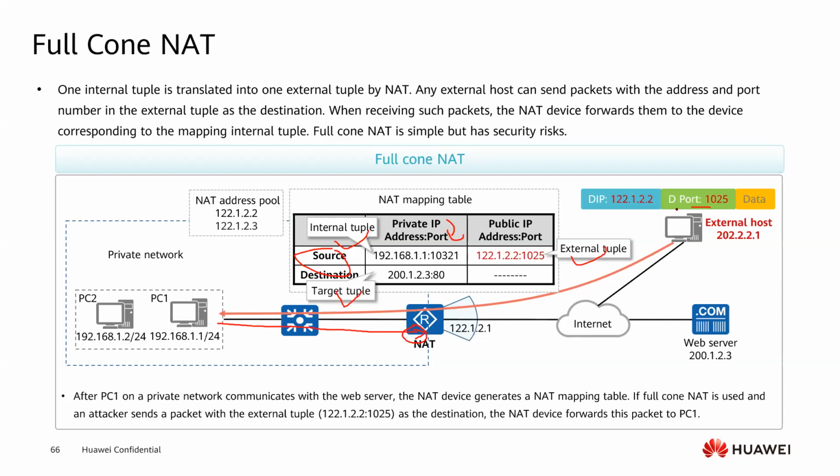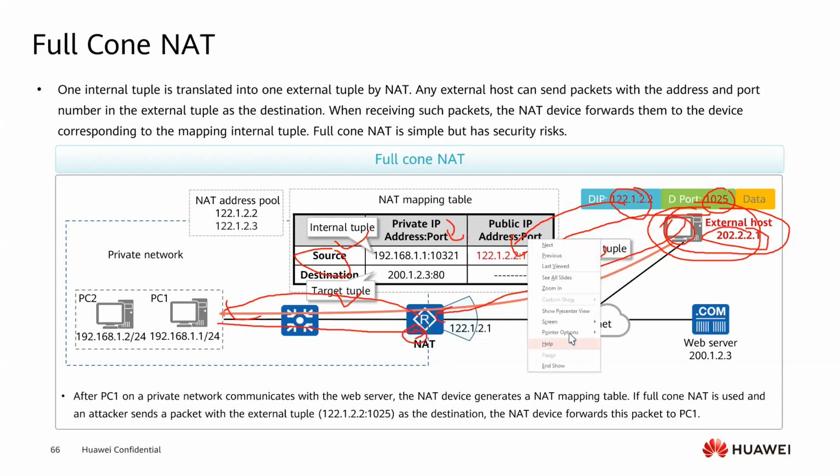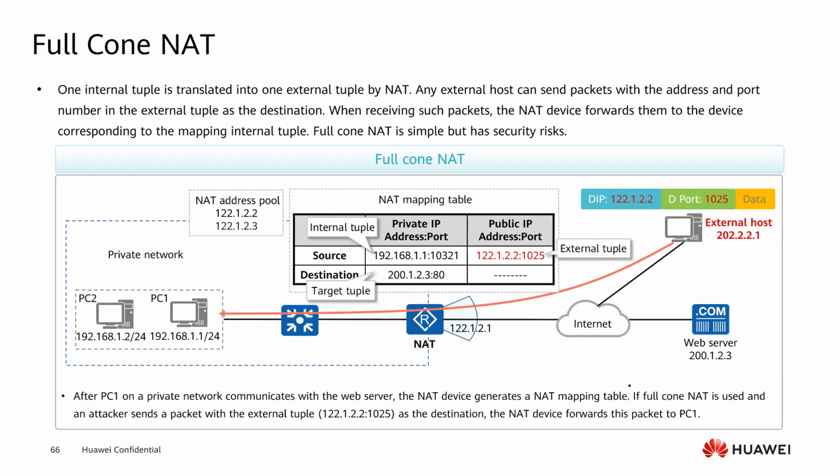And there will be an external host. No matter what this host's source IP address is, if this host sends a packet whose destination IP and destination port equal the external tuple, the NAT device will send the packet into the private network. This is called full cone NAT, full cone source NAT.